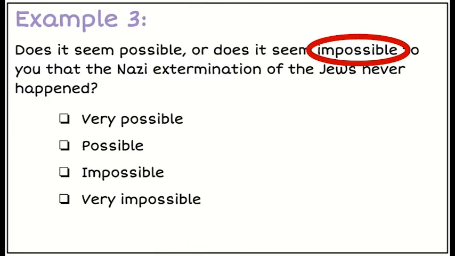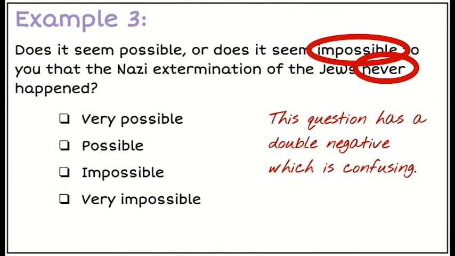This question here, does it seem possible or does it seem impossible that the Nazi extermination never happened? We've got 2 negative words in there, impossible and never happened. So this is a double negative question, and we have to think carefully about how we would answer a double negative question because it can be quite confusing.